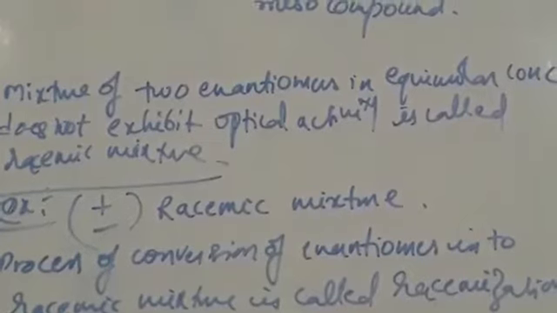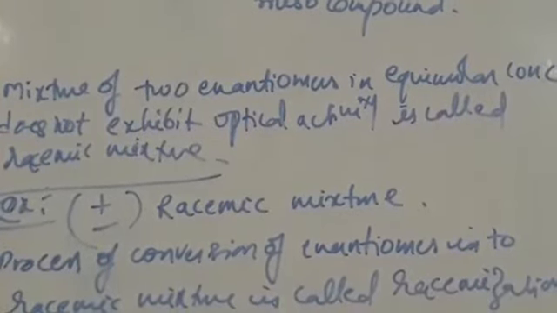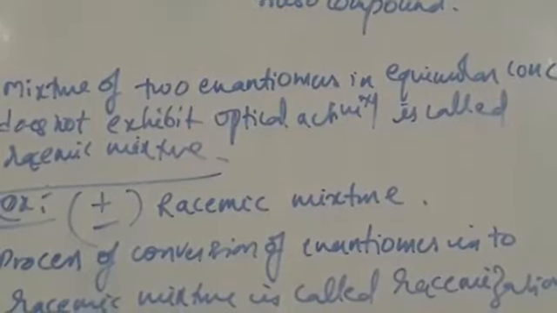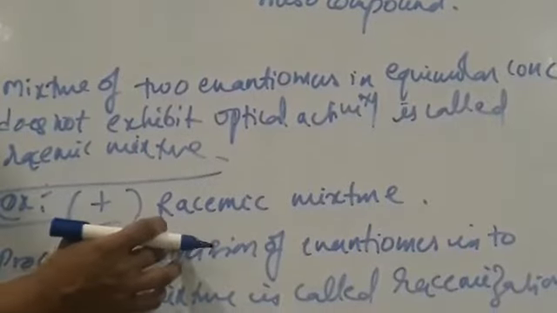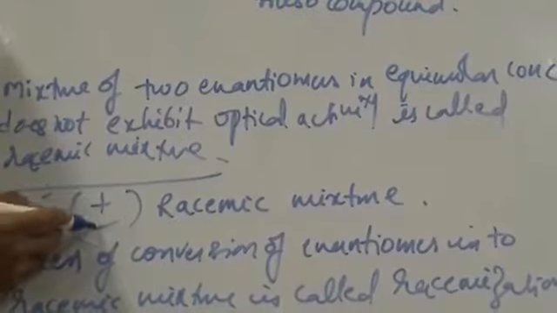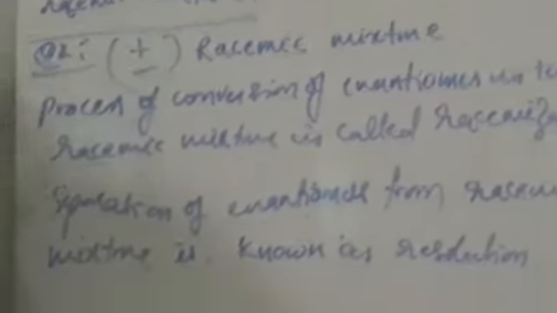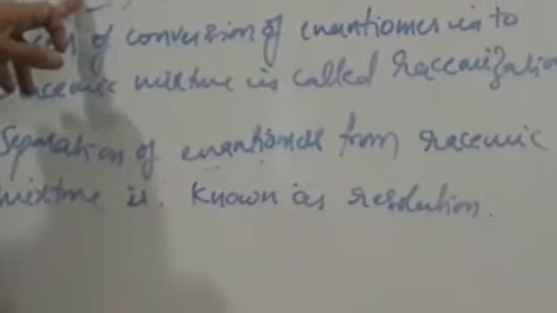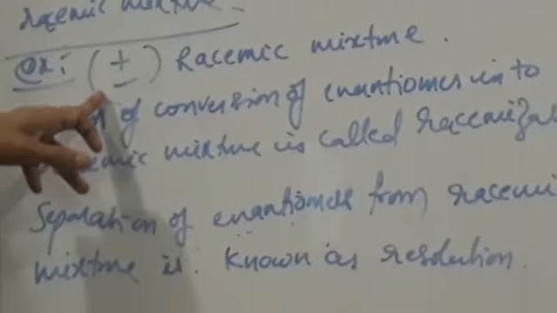For example, tartaric acid forms a racemic mixture with 50% dextro and 50% levo. That's why the racemic mixture of tartaric acid is expressed with the formula like this: plus minus. Here plus indicates dextro, minus indicates levo.